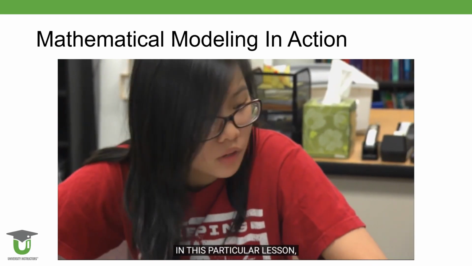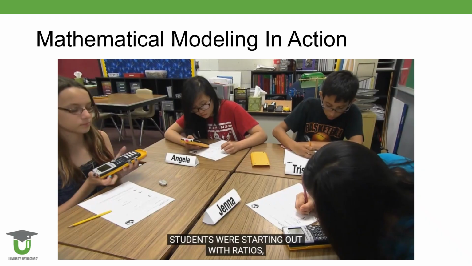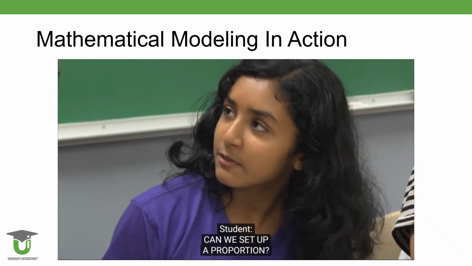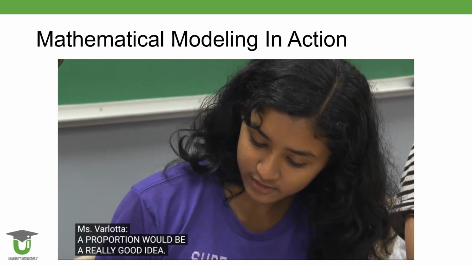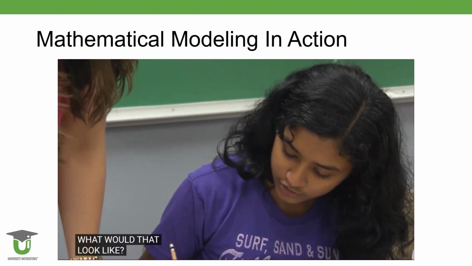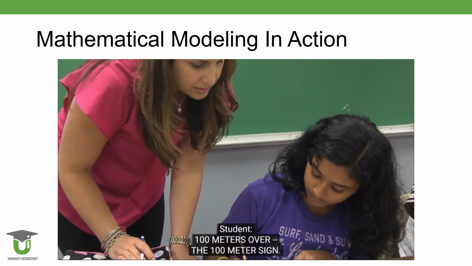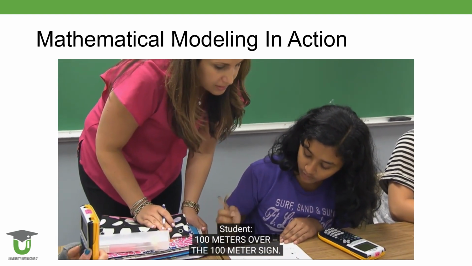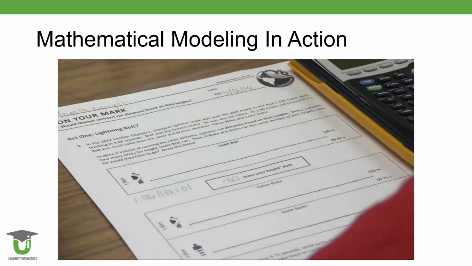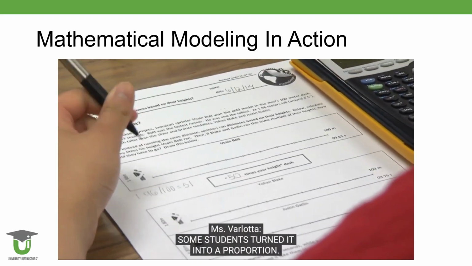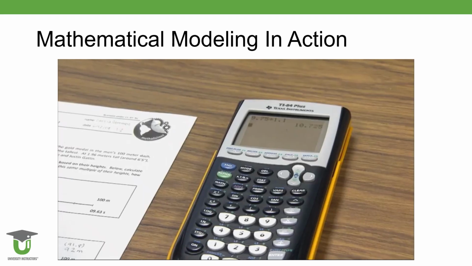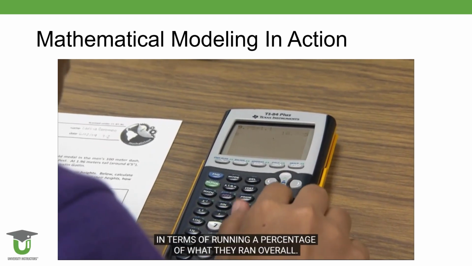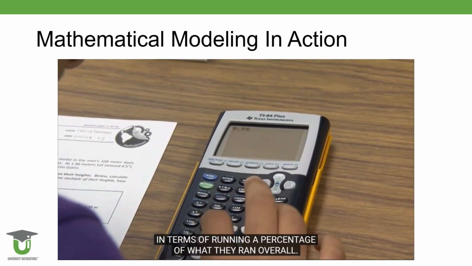In this particular lesson, students were starting out with ratios, and that was their initial model. Can we set up a proportion? A proportion would be a really good idea. What would that look like? 100 meters for the 100 meters time. Some students turned it into a proportion. Some students did it a little differently. Some students looked at it in terms of running a percentage of what they ran overall.